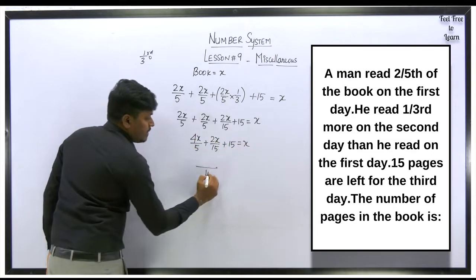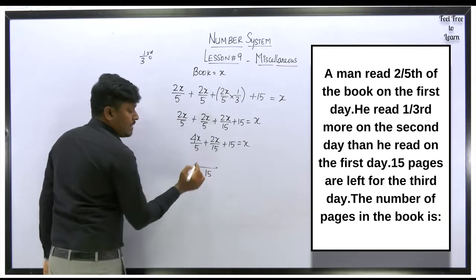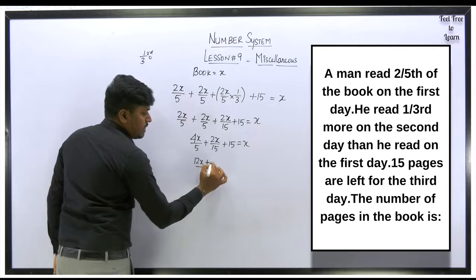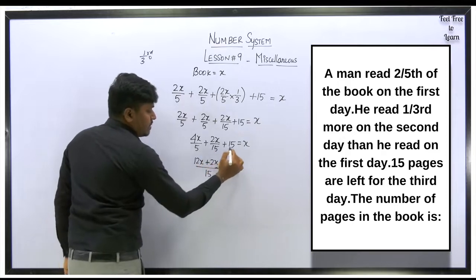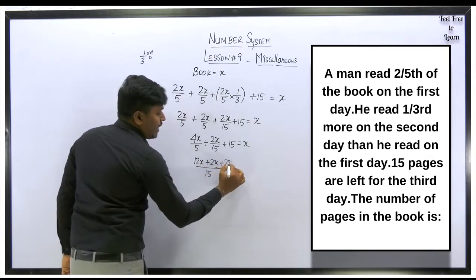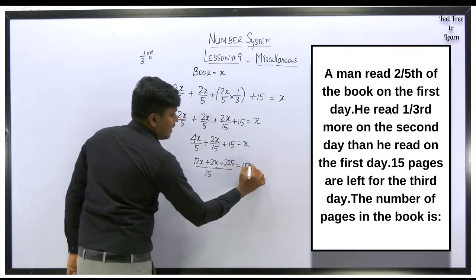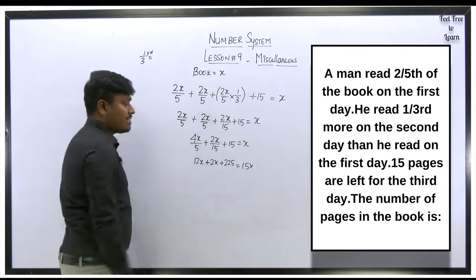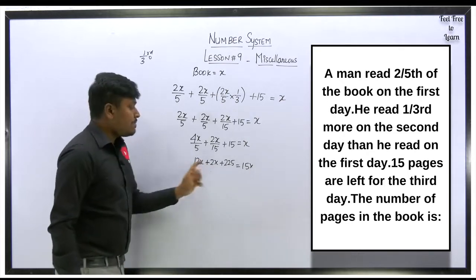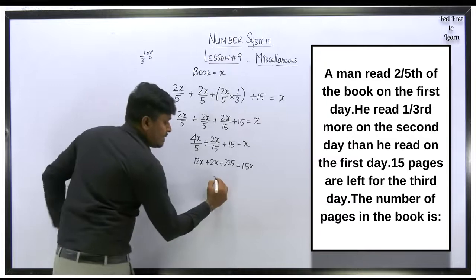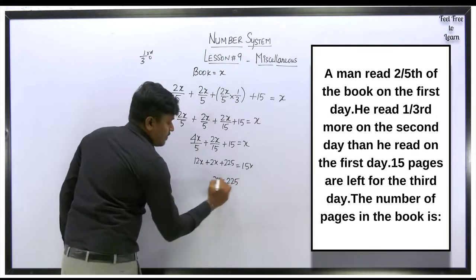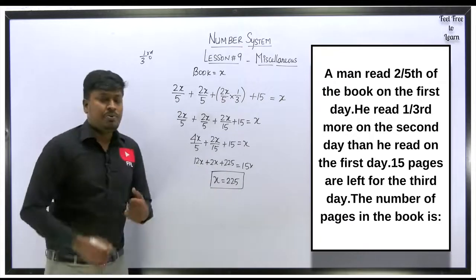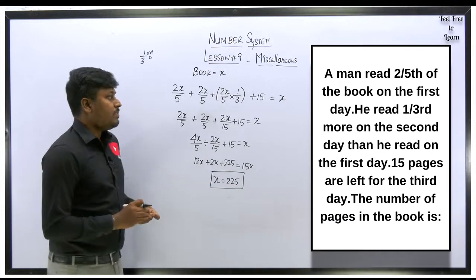So let me take LCM as 15. This will be 5 times 5 threes are 15. So this will be 12x. So this will be actually 15 here. So this will be 2x. So 15 into 15 will be 225 is equal to 15x. Got it? So now what we can do here is 12x plus 2x will be 14x. So 15x minus 14x will be x. So x is equal to 225. So finally we can say that the total number of pages in that book will be 225. So this will be the answer for this question.